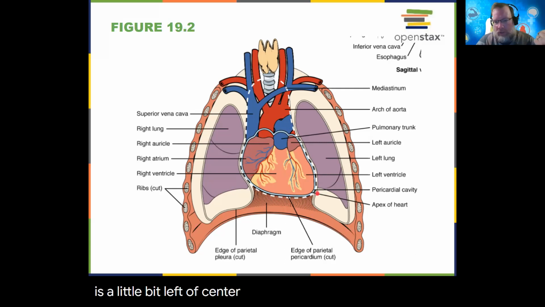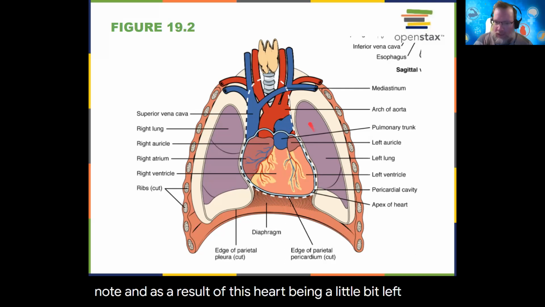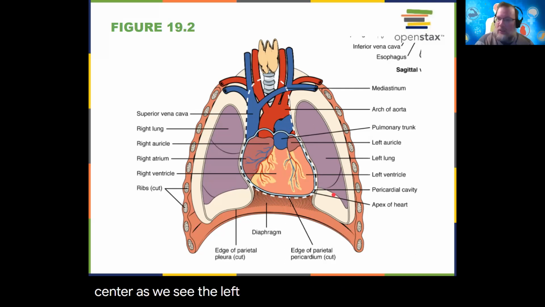We also notice, kind of as a side note, and as a result of this heart being a little bit left of center, we see the left lung is a little bit smaller than the right lung. So let's see that again. So keep that in mind when we get to the respiratory system.